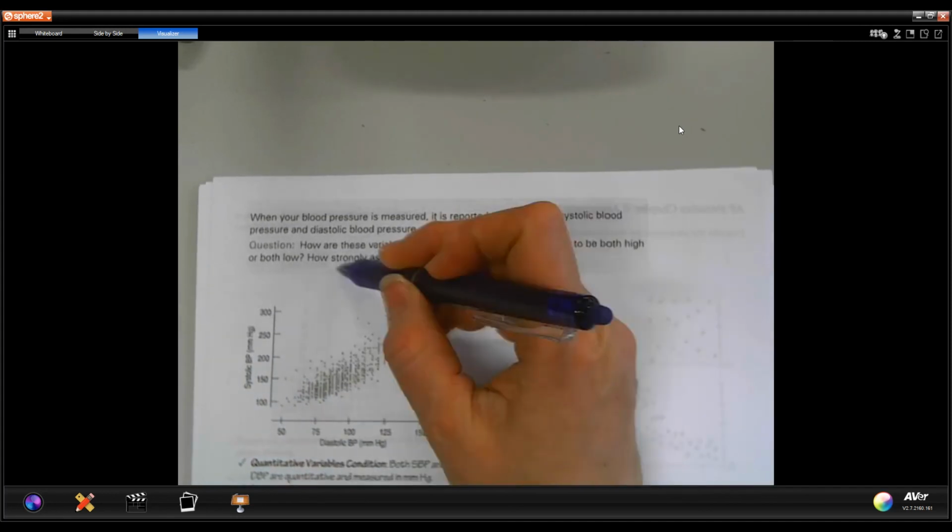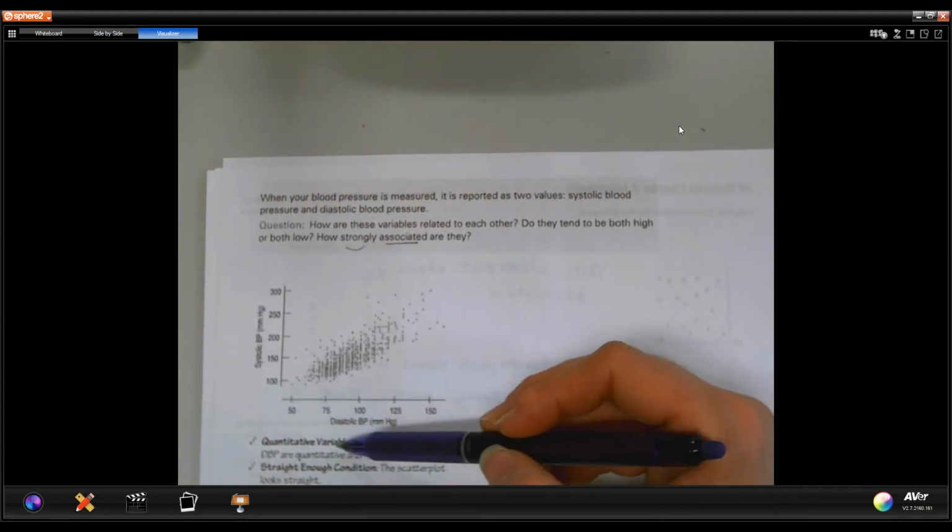All righty. When your blood pressure is measured, it is reported as 2 values: systolic blood pressure and diastolic blood pressure. Question: how are these variables related to each other? Do they tend to both be high or both low? How strongly associated are they? Here we can see there's a scatter plot, and you can see this trend. Before we talk about the correlation, which is the number that tells us the strength of the association, we have to check our quantitative variable conditions.